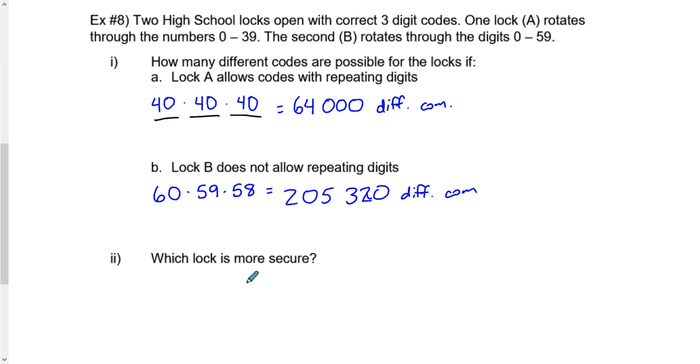So which lock is more secure? Obviously B, because it has more combinations. And if it takes 10 seconds to go through a locker combo, it's going to take a very long time to get this one. Unless your combo is very simple, or if you're one of those people that leaves their locker combo written on the tape that's on the back of your locker, might not be the most secure.